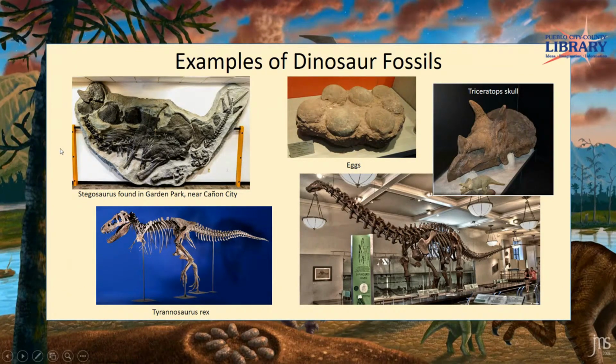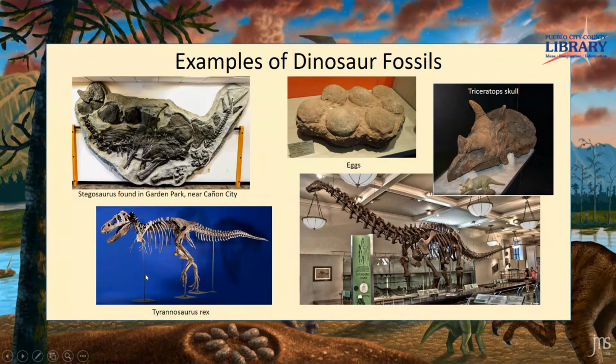The first Stegosaurus bones were found in Colorado, just outside of Denver and Morrison. And the most complete Stegosaurus skeleton was found even closer to us, right down the road in the Garden Park area, close to Canyon City. And this is a cast replica of that. That's what it looked like before they got it completely out of the rock.